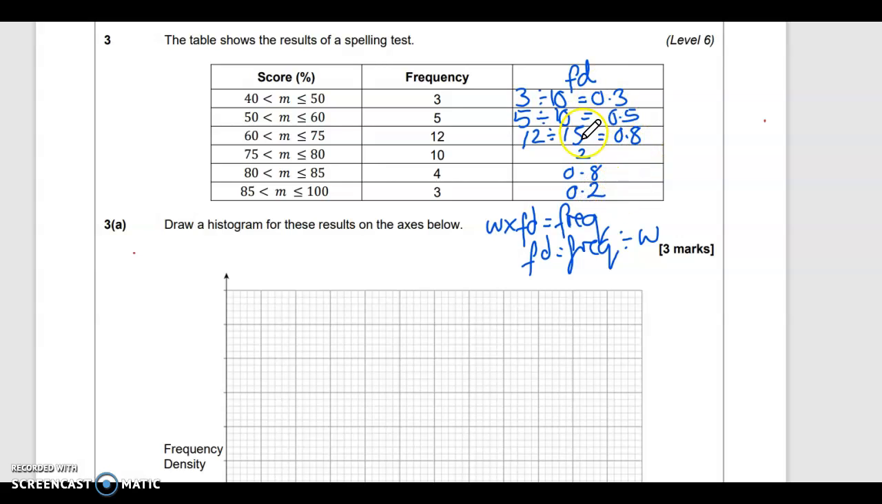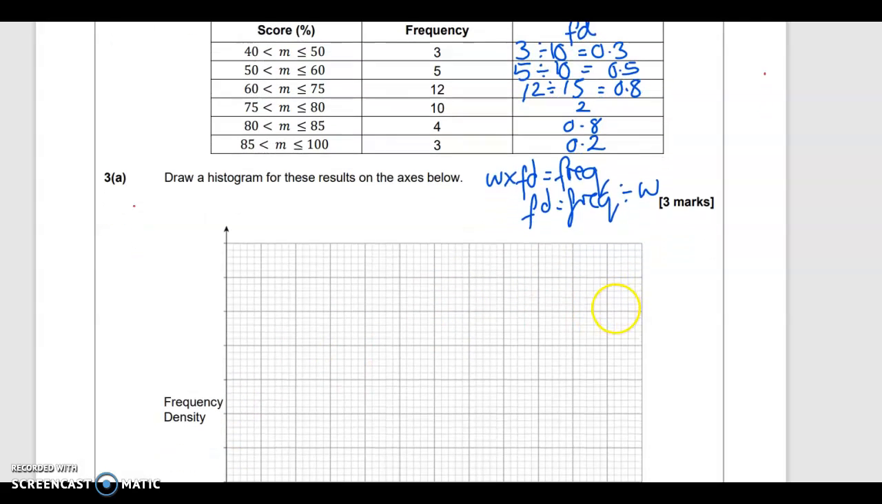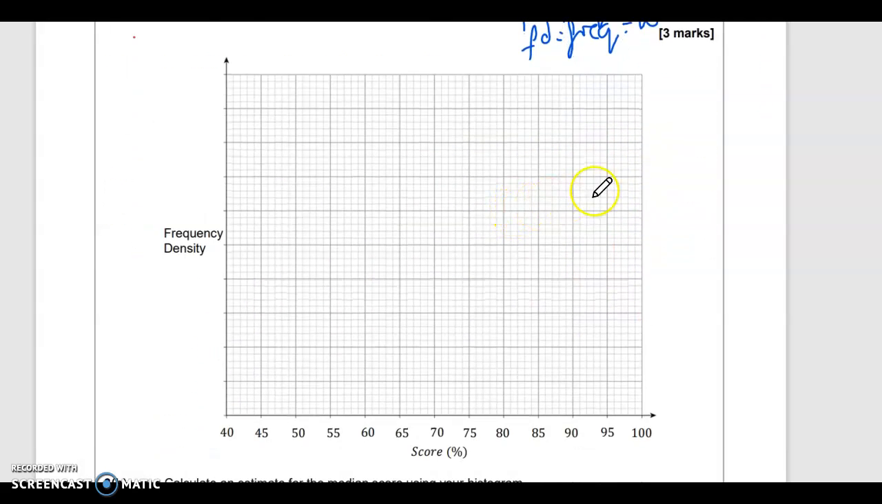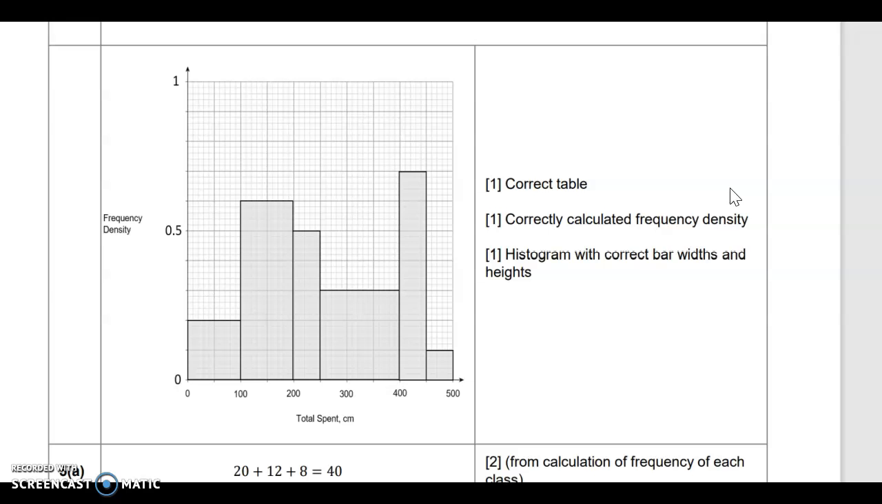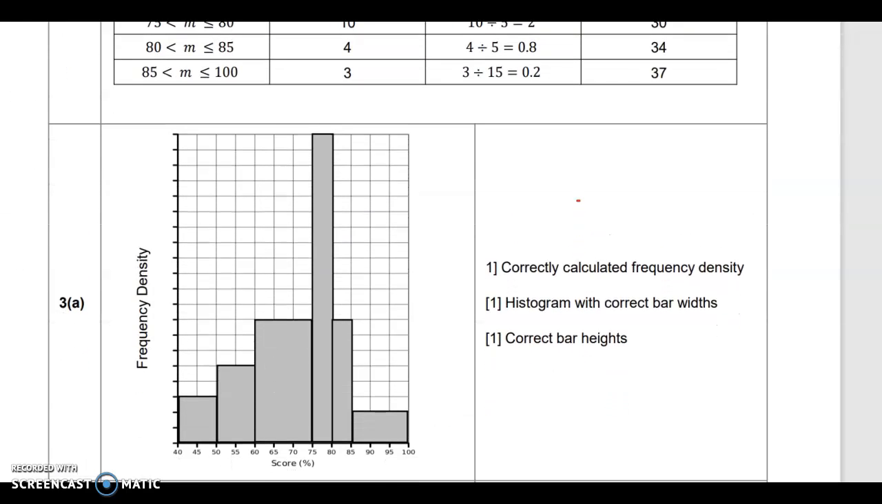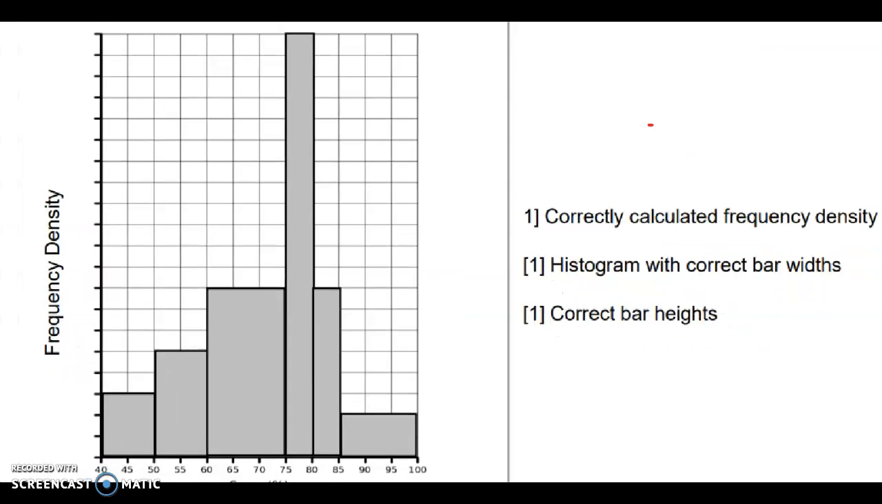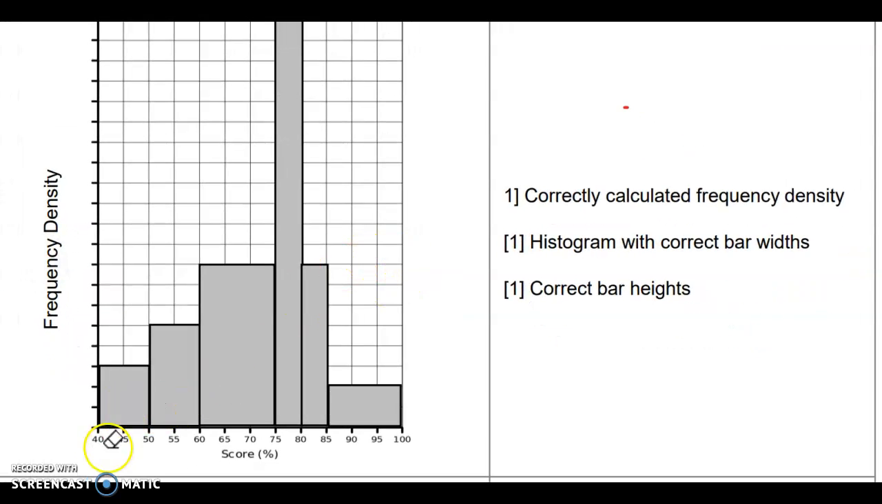Using an appropriate scale up the side for the frequency density, have a go at drawing those bars. Have a pause. Okay, good. This is what it should look like in question 3. You have your frequency density, however you did it up the side, and you've now got these bars looking like this. If you've got vaguely this shape, you've probably done it correctly.